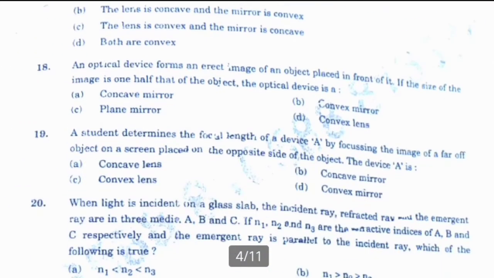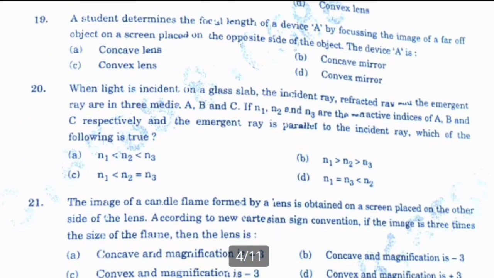Next question, that is question number 19 we have. A student determines the focal length of a device A by focusing the image of a far-off object on a screen placed on the opposite side of the object. The device A is, option number A, concave lens, option number B, concave mirror, option number C, convex lens, and option number D is convex mirror.